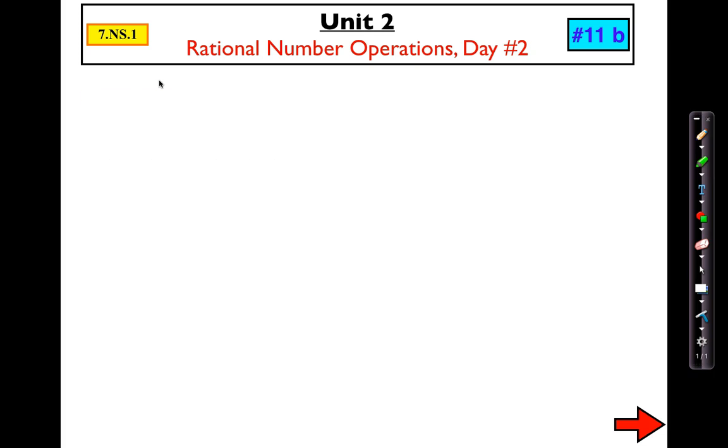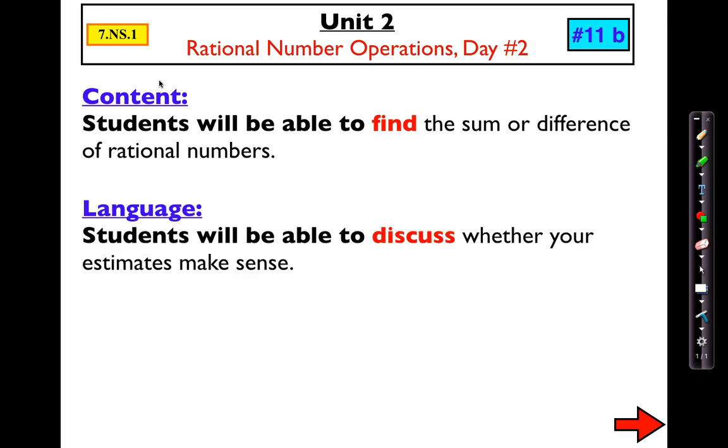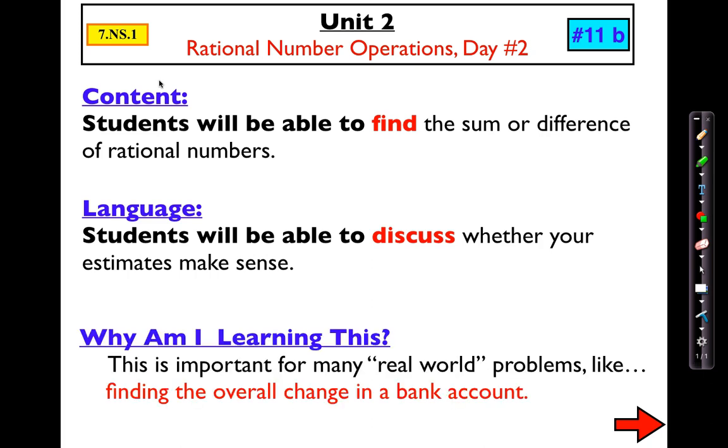So first things first, let's go over our content objective, which is students will be able to find the sum or difference of rational numbers. Language objective is students will be able to discuss whether your estimates make sense. And why am I learning this? Well, this is important for many real-world problems like finding the overall change in a bank account.